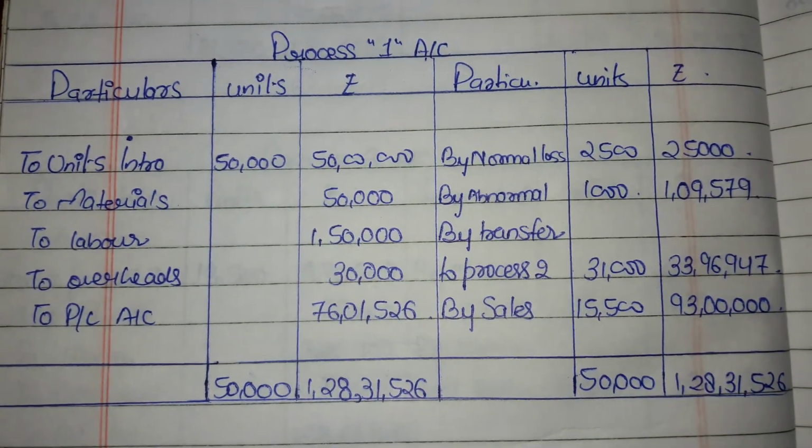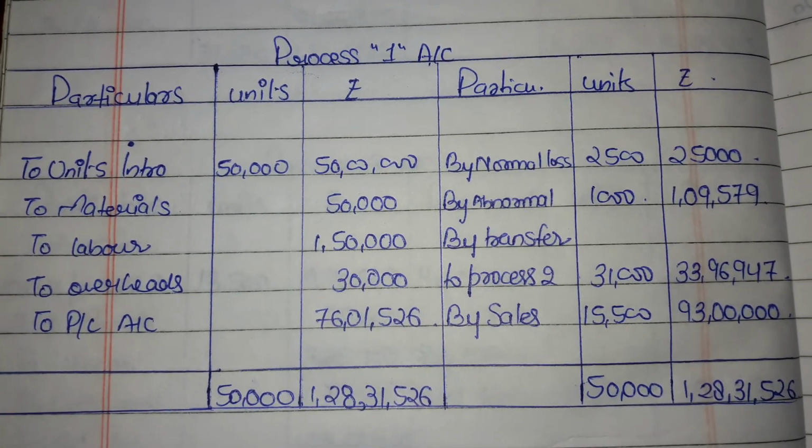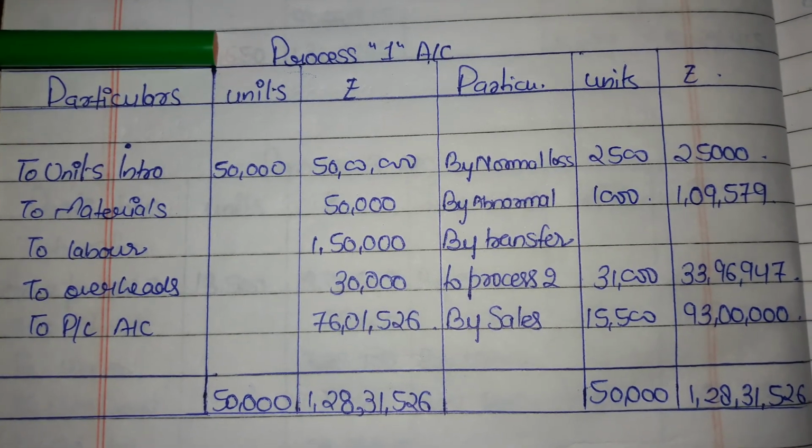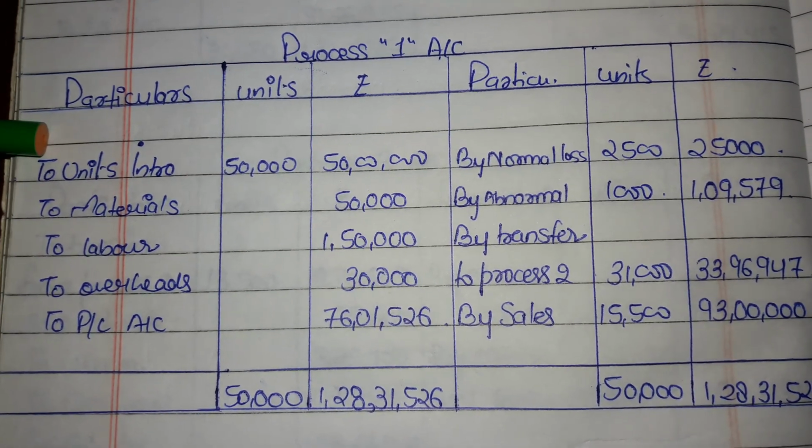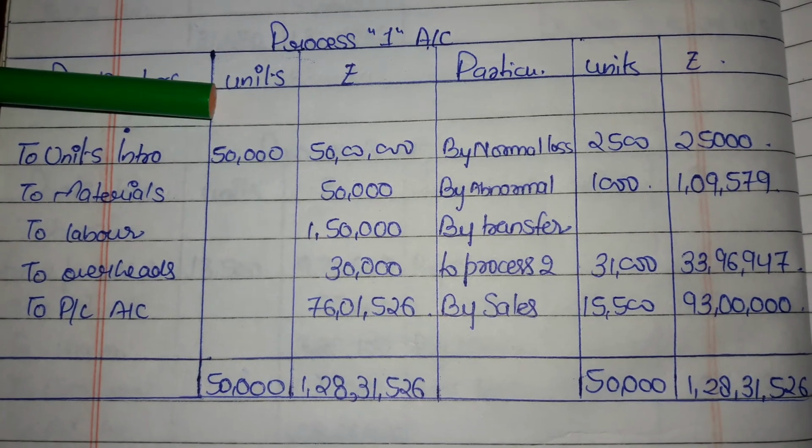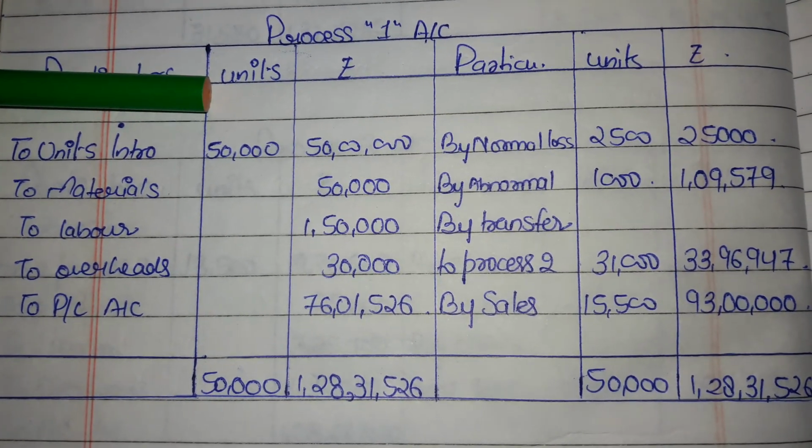So here is our answer. We have seen the question in our previous video. So we're gonna start with the process 1 account. We have studied the units introduced, that is 50,000, and the per unit price was 100 rupees.